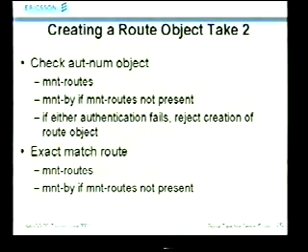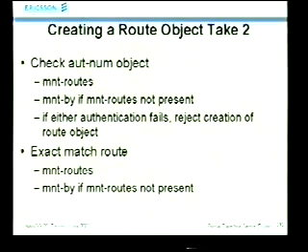The first thing you do is check the autnum object. If you find the autnum object, check for mnt-routes. If mnt-routes is not there, check for mnt-by. If either authentication fails, reject creation of a route object. So in other words, nobody could create a route object saying origin your AS number.